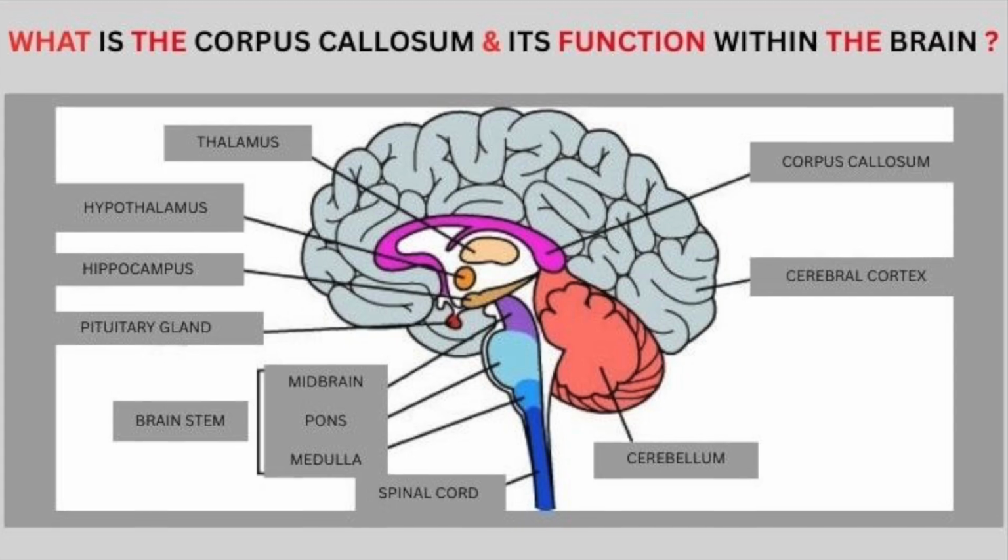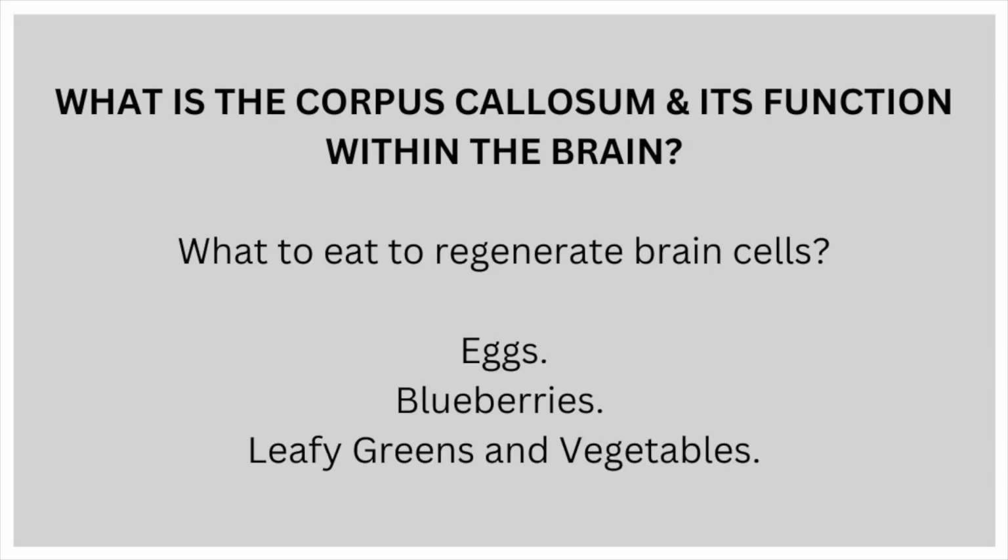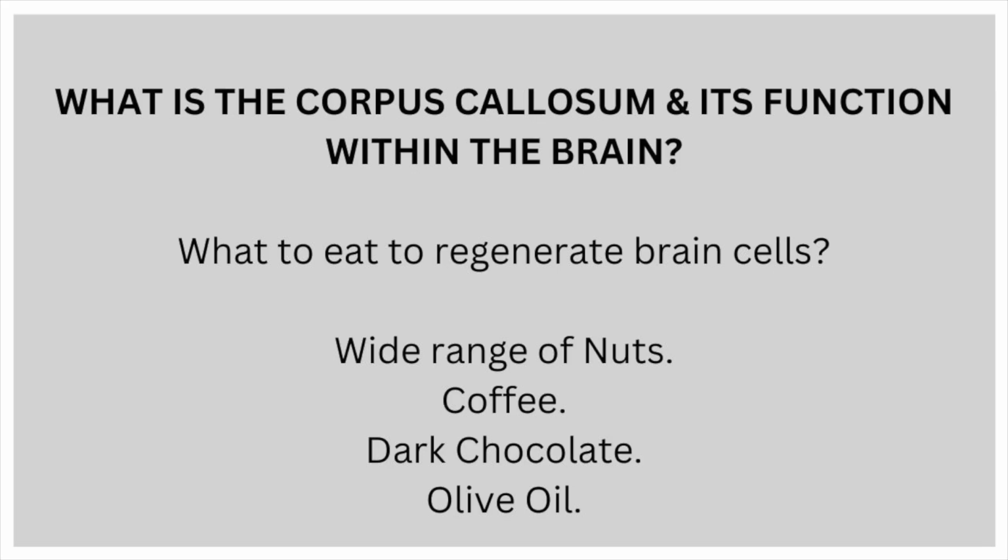What to eat to regenerate brain cells? We'll start with salmon and other fatty fish. About 60% of your brain is made of fat, and omega-3 fatty acids make up part of that fat. So we've also got eggs, blueberries, leafy greens and vegetables. A wide range of different nuts, because as you know, there's a variety, isn't there? Coffee, dark chocolate, olive oil.